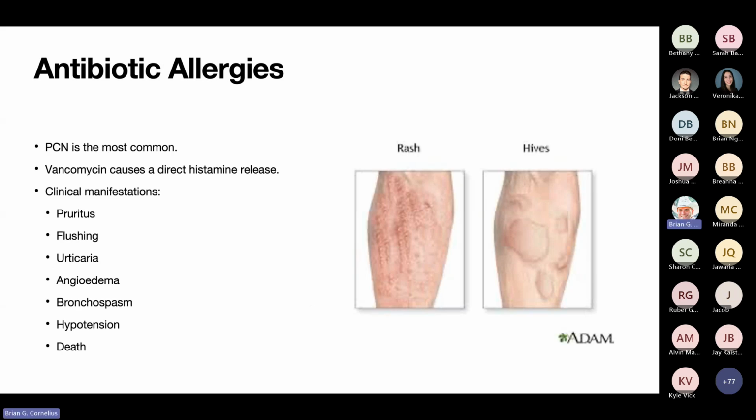As far as antibiotics, penicillin tends to be the most common triggering agent. Vancomycin gets blamed for allergic reactions, but it's not really the allergic reaction. It's more of that red man syndrome that we think about that causes like a direct histamine release. It's not allergy mediated. How does it manifest? Kind of the same way, but usually it tends to be more skin oriented as well. Pruritus, flushing, urticaria. You may see some angioedema if it's allowed to progress, and ultimately bronchospasm, hypotension, and death.